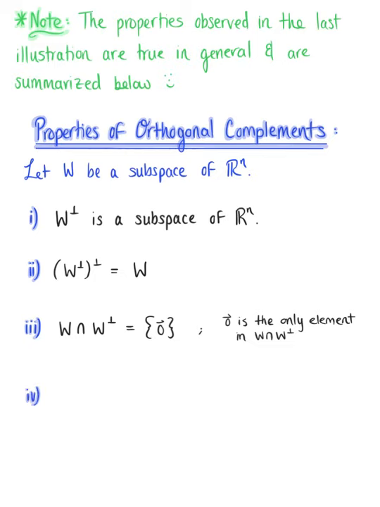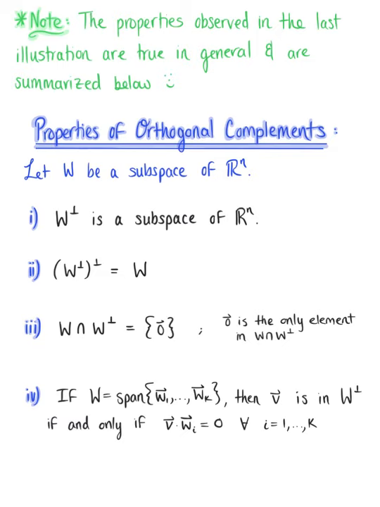And the fourth property, last but not least, tells us that if W is equal to the span of a set of vectors, say vector W sub 1 through vector W sub k, then vector V is in the orthogonal complement of subspace W if and only if the dot product of vector V with vector W sub i is equal to 0 for all i equal to 1 through k. Now, with these four properties, we can now go ahead and express some fundamental relationships involving the subspaces associated with m by n matrices.